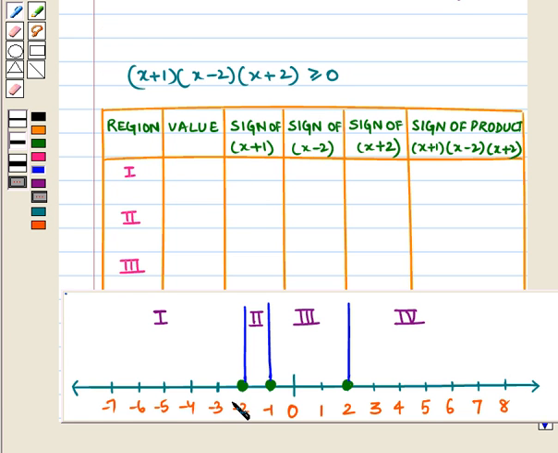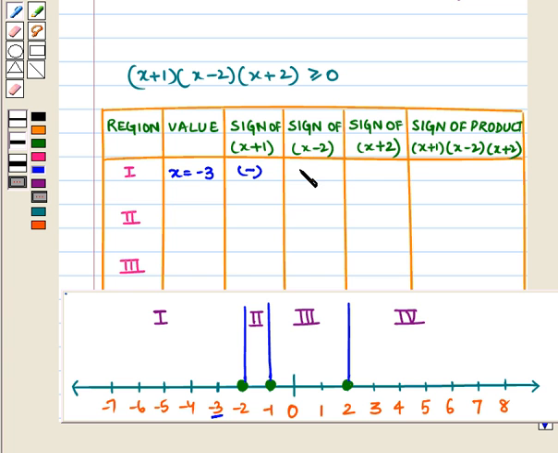Region 1 is the open interval (-infinity, -2). Let us choose x equal to -3, which lies in this interval. Put x equal to -3 in the product x plus 1 into x minus 2 into x plus 2 and check its sign. The sign of x plus 1 is negative when we put x equal to -3 in the factor x plus 1.